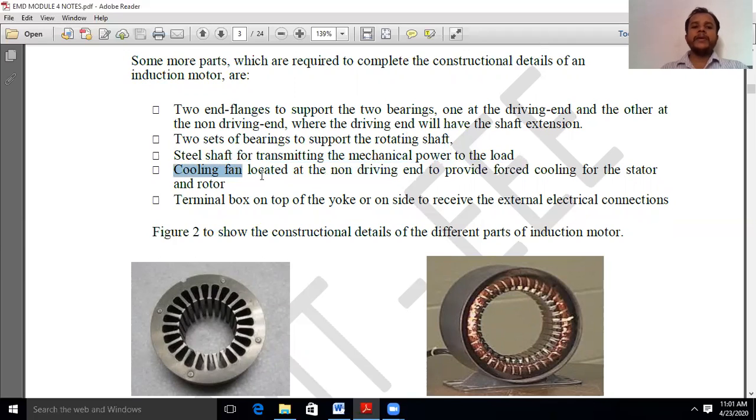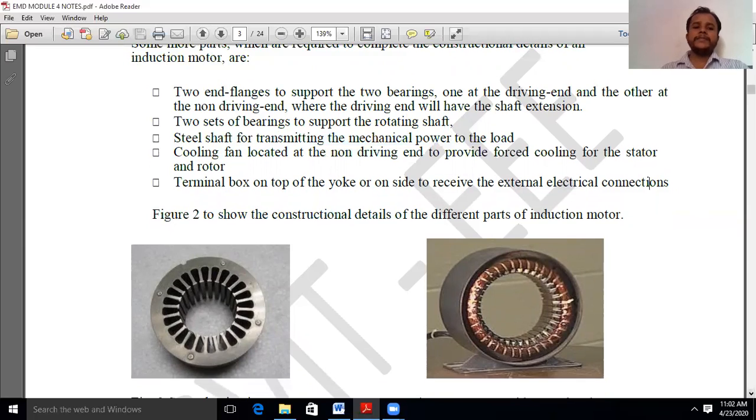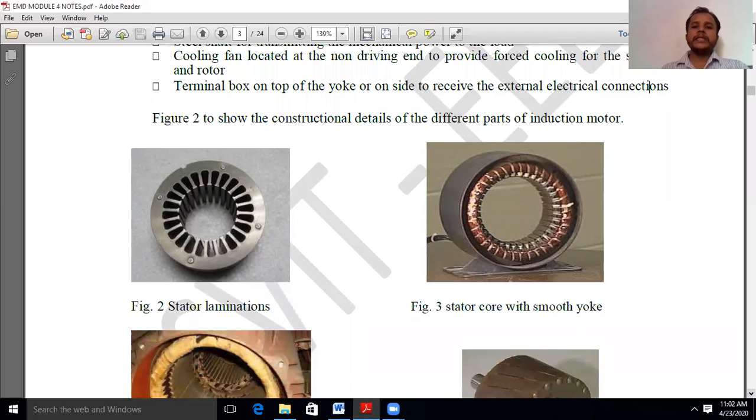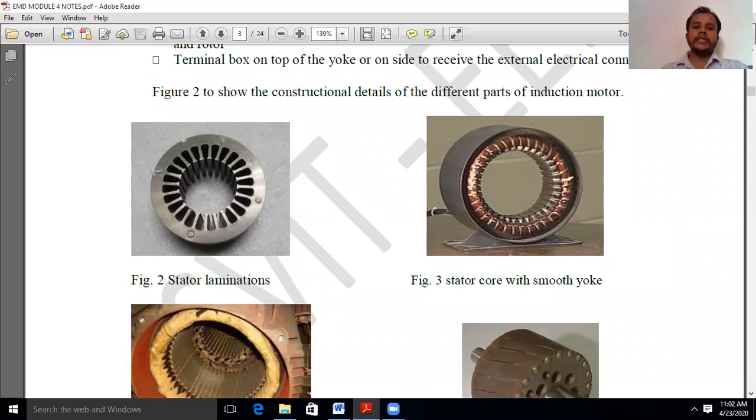Again, a cooling fan will be provided at the non-driving end to provide forced cooling for the stator and the rotor. There will be a terminal box on top of the yoke or on the side to receive the external electrical connections. Figure 2 shows the construction detail of different parts of the induction motor. Here it is the stator laminations.